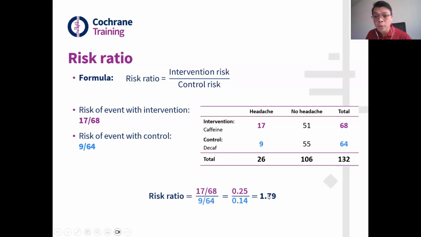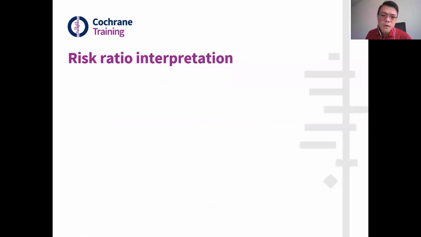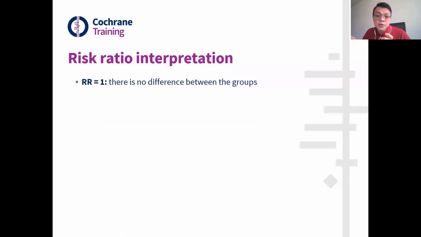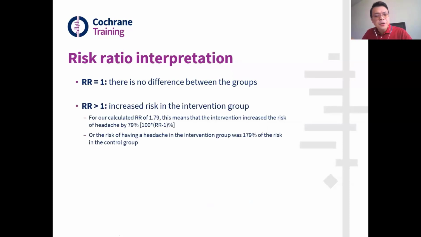risk ratio of 1.79. And in terms of interpretation, since we are talking about a ratio of 2 numbers, the value of null effects, or the value of no effect, is 1. So a risk ratio of 1 means that there's no difference between the groups. And a risk ratio of greater than 1 means an increased or higher risk in the intervention group. So for our example, we got an RR of 1.79, and that means that the intervention, caffeine, increased the risk of headache by 79% relative to the control.